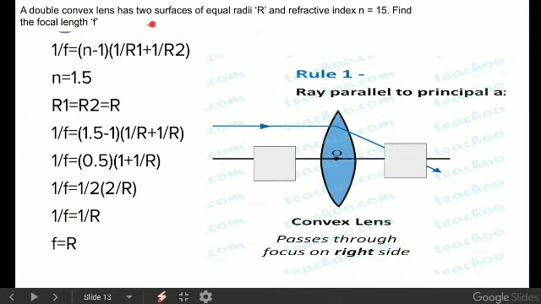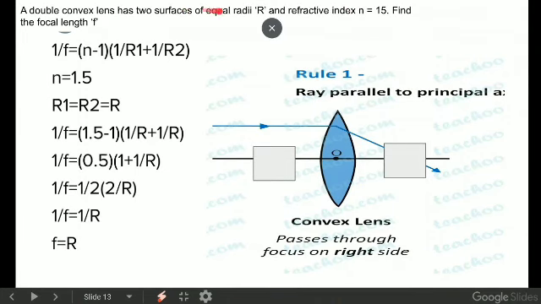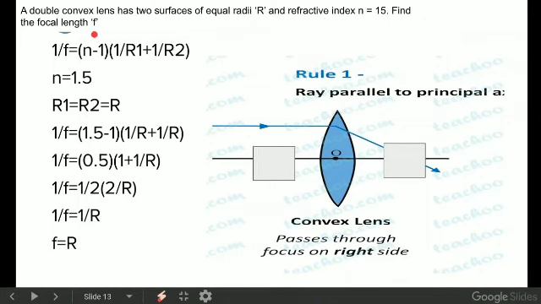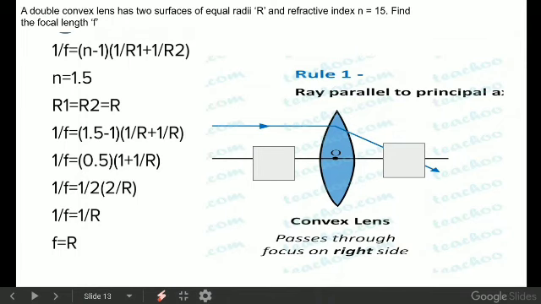A double convex lens has two surfaces of equal radii capital R and refractive index n equals 1.5. See here also, the radius of curvature is given, the refractive index value is given, and the focal length is being asked. Again we have to use the lens maker's formula. In the previous problem also I told you that whenever radii of curvature and refractive index are given and the focal length is asked, we have to use the lens maker's formula only.